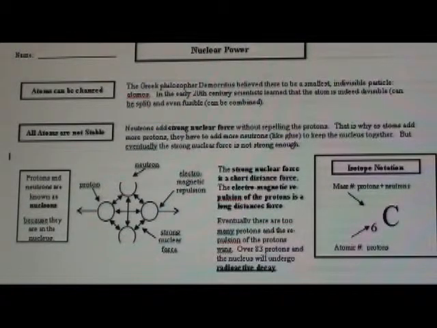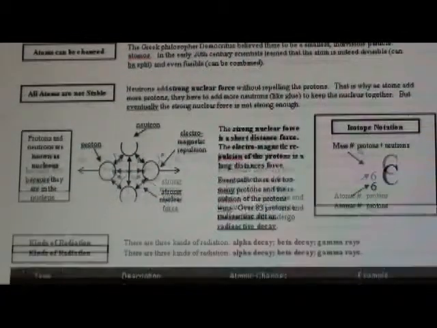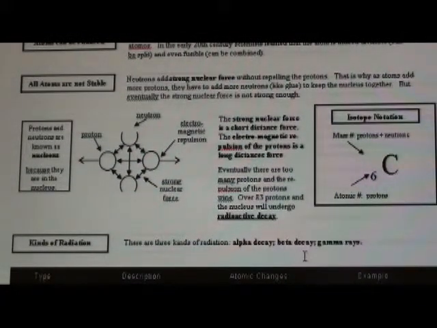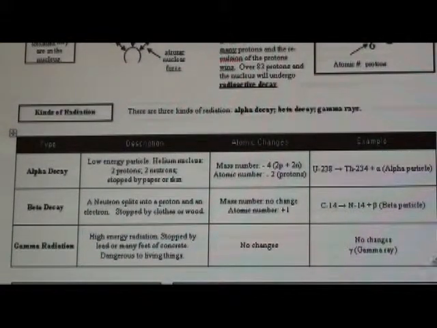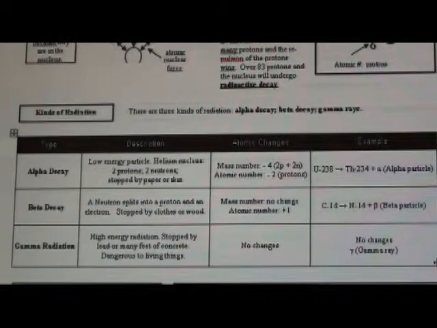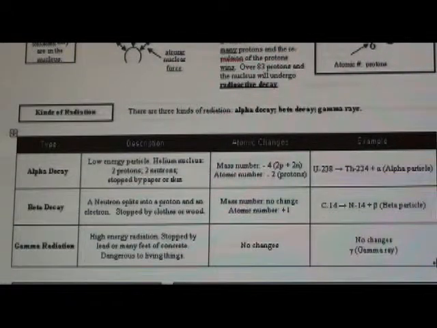And there are 3 types of radiation leading to that decay. We have alpha decay, beta decay, and gamma decay. And the chart summarizes some of this information for us. Alpha decay is our low energy particles. It is a helium nucleus. So helium, which is He on the periodic table, has 2 protons and 2 neutrons, has a mass number of 4. And in alpha decay, those helium particles are given off.